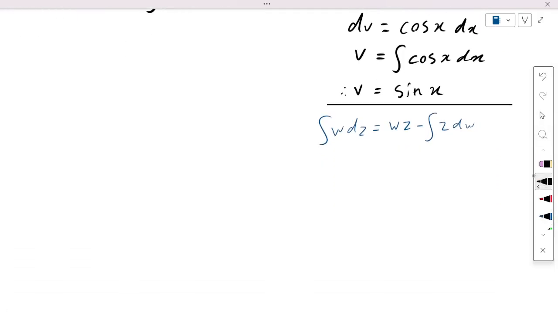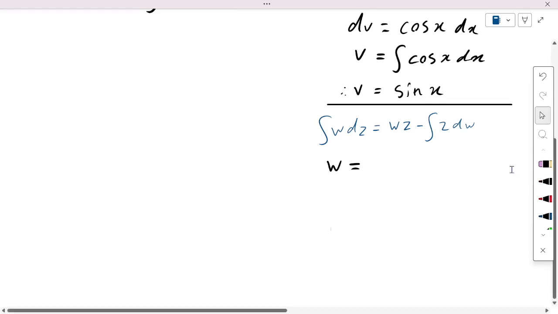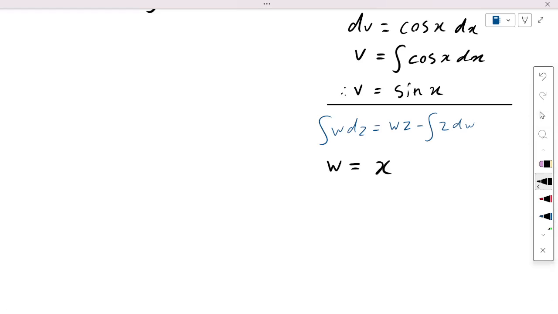So therefore, if we were to do integration by parts, w will be the differentiation one, and then the dz will be the integral. So we're going to let w, in our case over here, actually be equal to x. It's better to differentiate x, and then it's also better to integrate what we had to be.